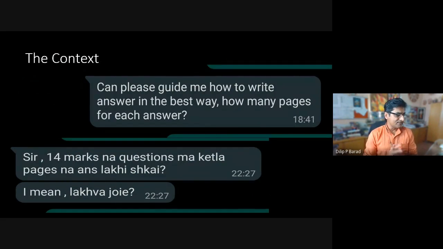The context, as we have seen, is very clear. These are WhatsApp screenshots, which students keep sending in different ways, asking can you please guide me how to write an answer in the best way? But it's not qualitative. It is how many pages for each answer. That is what the students are always worried about. For a 14 marks question, how many pages of answer can be written, or should be written? So that is what teachers keep receiving messages about.